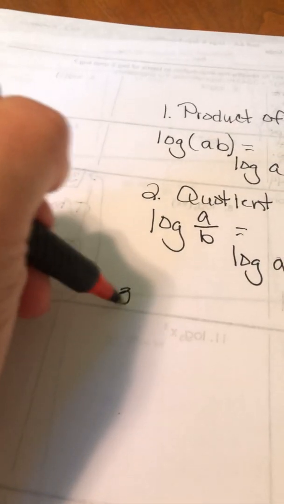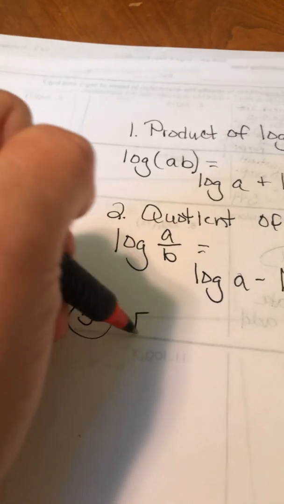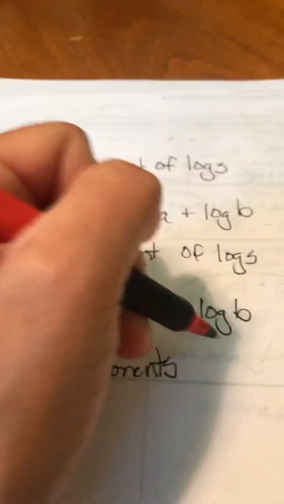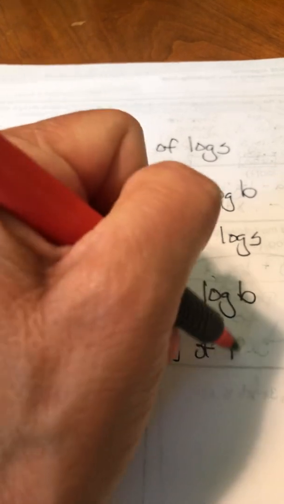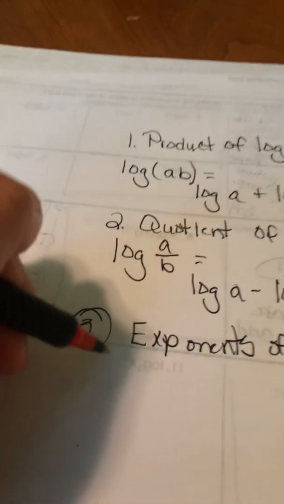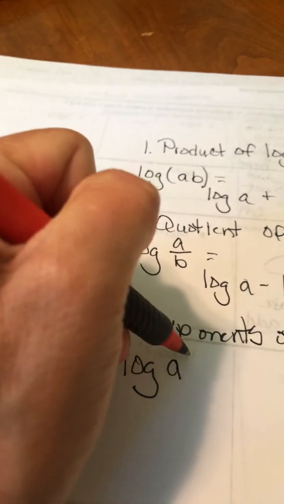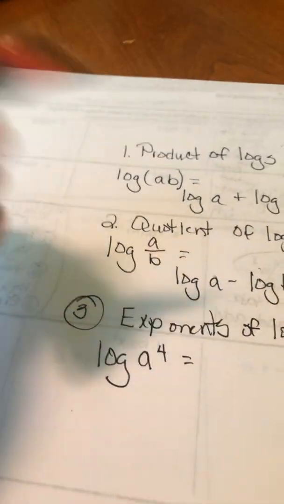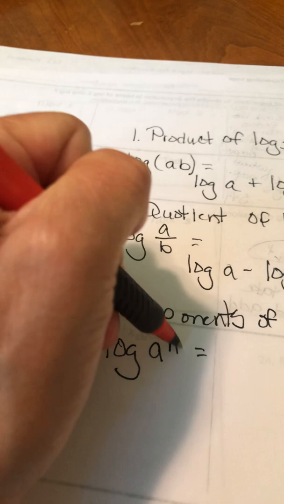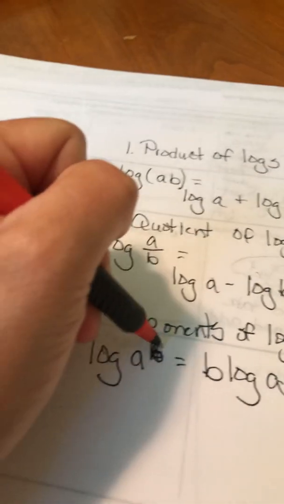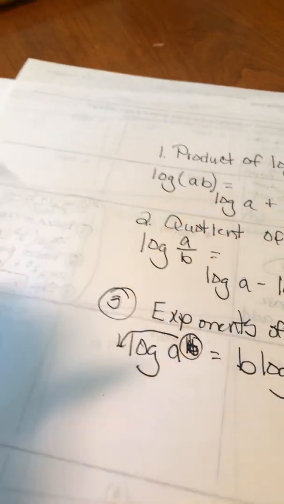And then the last one we have is when we're dealing with the exponents in logs. I think they call that the power property, but basically what you have is if I have log B to the A power, then that's going to be equal to A log B. So you just bring that exponent and bring it to the front.